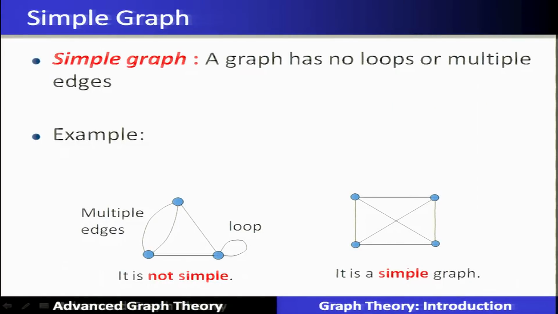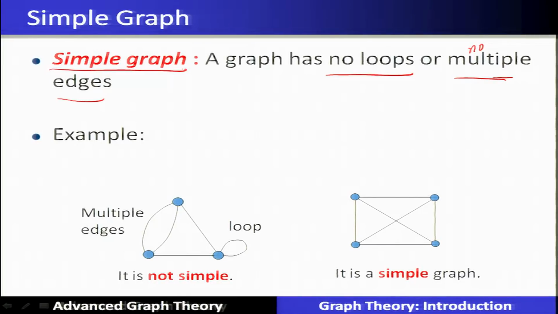Now, a graph which has no loops and also no multiple edges is called a simple graph. Some people call them regular graphs also.